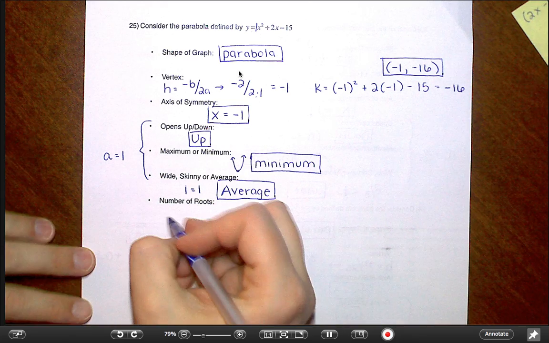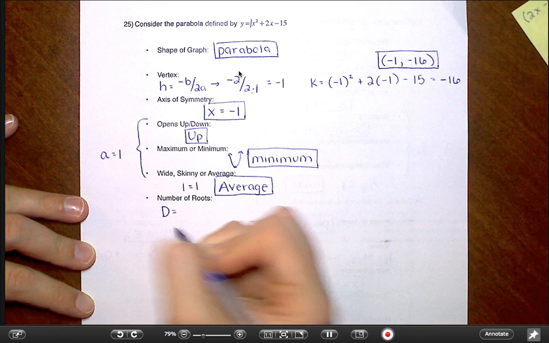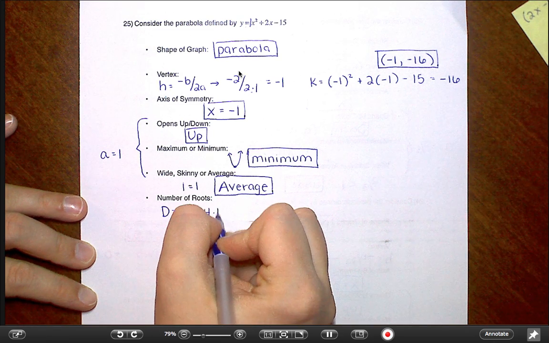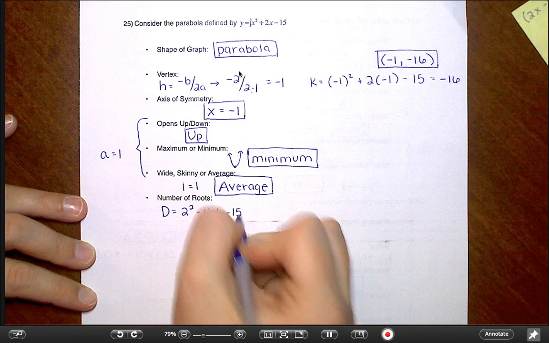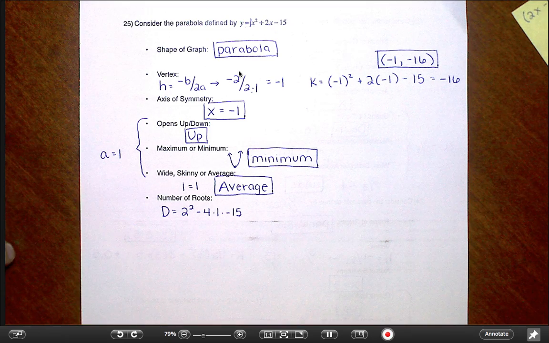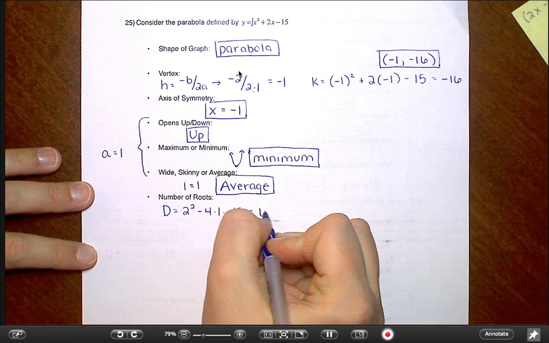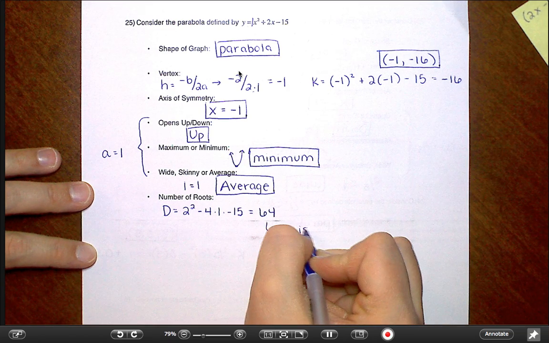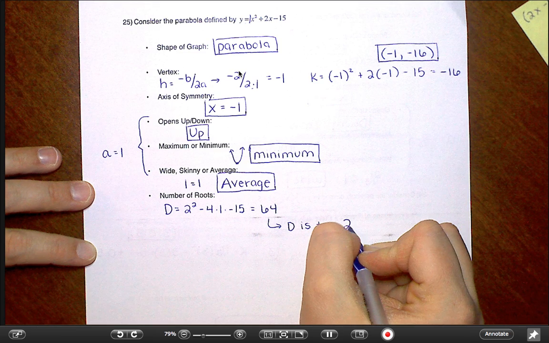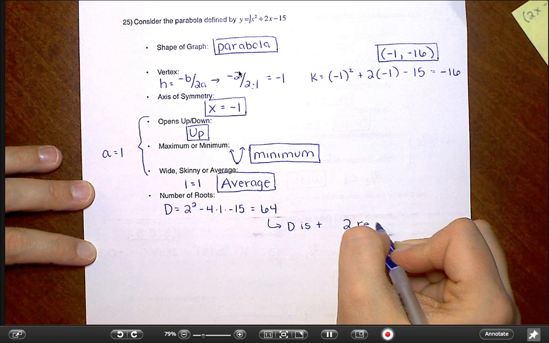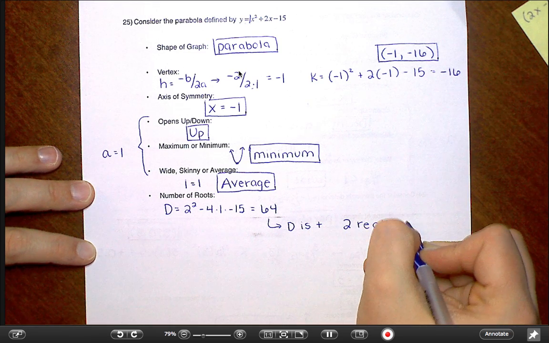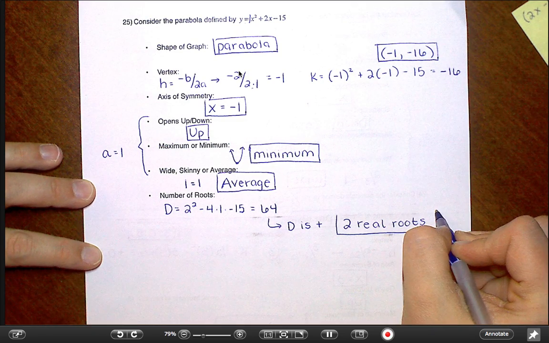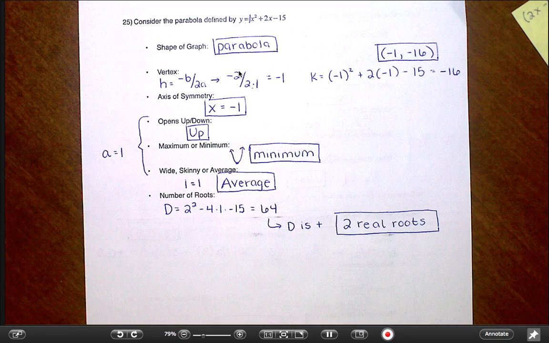And then number of roots. Again, that uses the discriminant. So I'm going to go 2 squared minus 4 times 1 times -15. I think that's going to come out to be 64. That's positive, which means I have 2 real roots. So positive means I have 2, negative means I have none, and the only way you can come out to exactly one solution is if you're working with a 0 for your discriminant.